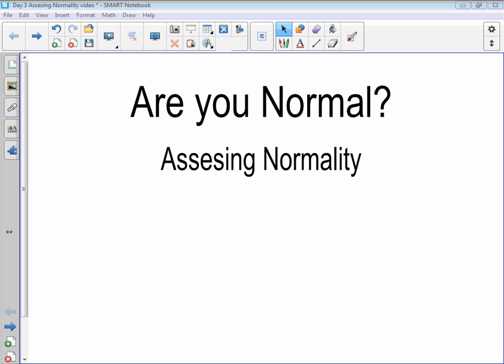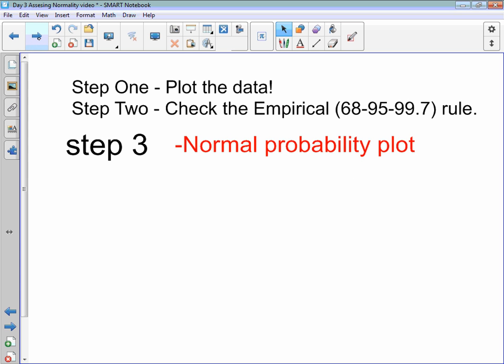We'll never say that data is normal. Never, ever. It will not cross our lips, because any real data set is going to be approximately normal. And that's also a no-no on the AP exam. You can't say the data is normal. You can say the data is approximately normal.